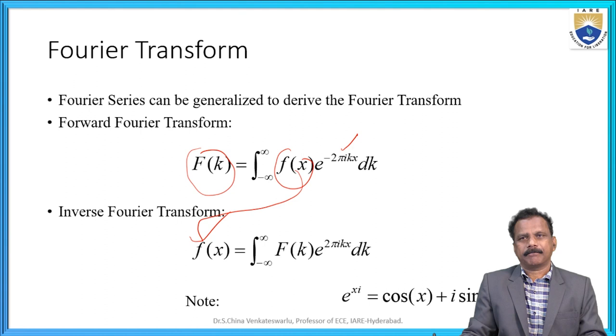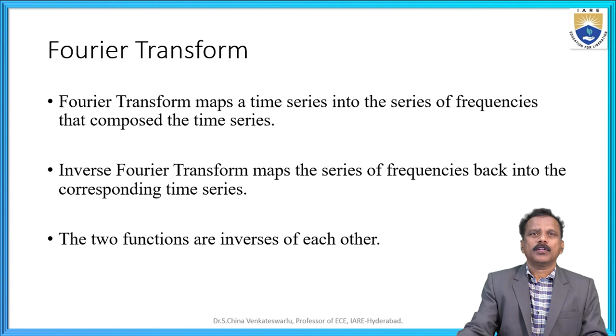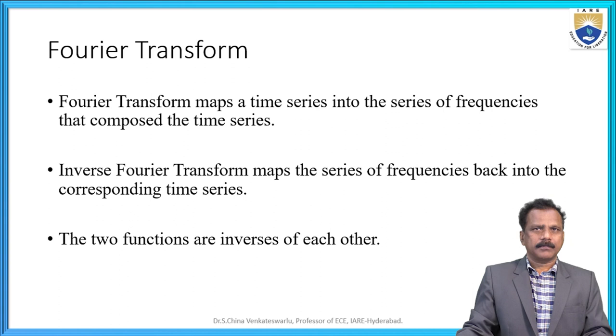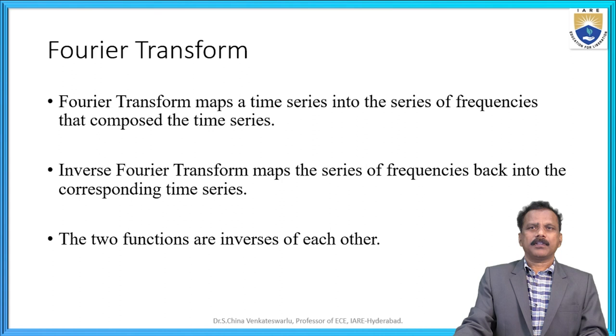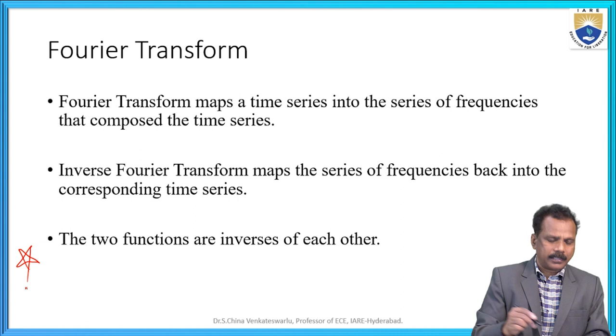Here, especially in this case, we have to recollect that e^(ix) is equal to cos x plus i sin x. You know that, you have to remember. Similarly, the Fourier transform maps the time series into the series of frequencies that compose the time series. The inverse Fourier transform maps the series of frequencies back into the corresponding time series. So the two functions are inverses of each other, and based on this, the Fourier transform is significant.